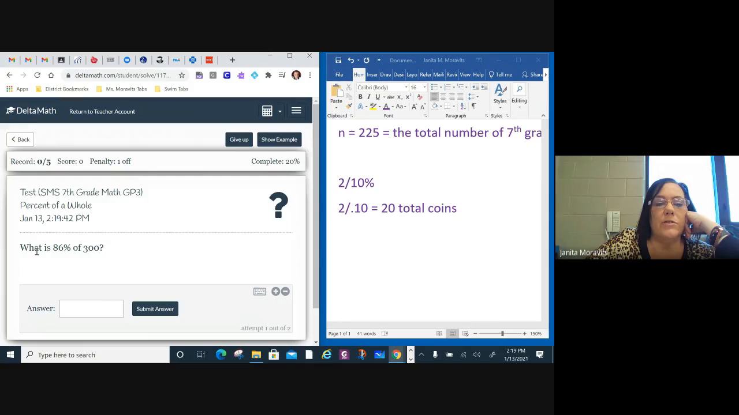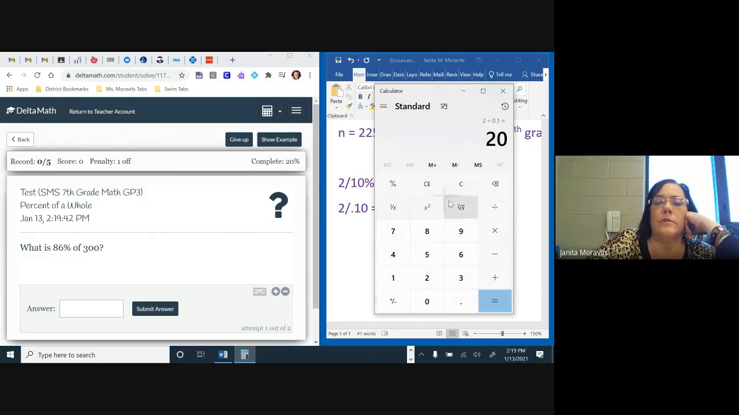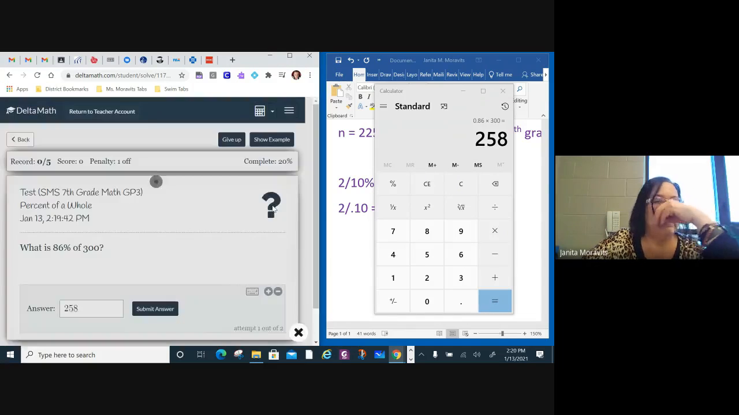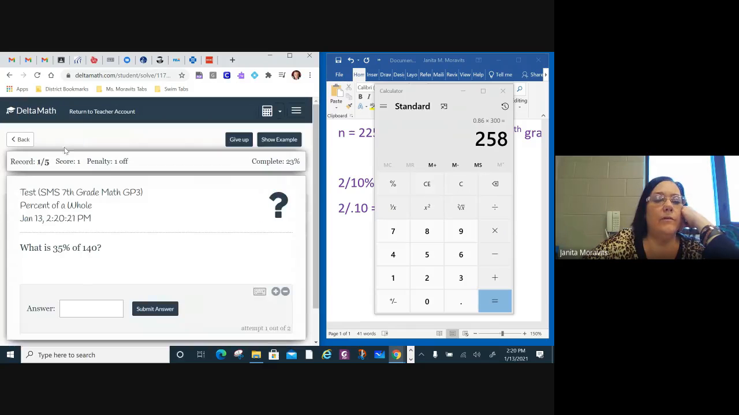86% of 300. These are the things that you've already seen. That's 86 or 0.86 times 300. So all you're going to do is do your multiplication there. I'm going to clear this. It's not 86, is it? Let's clear it. 0.86, 86% times 300. 258. These are just kind of a really quick review. It should not be very difficult for you.